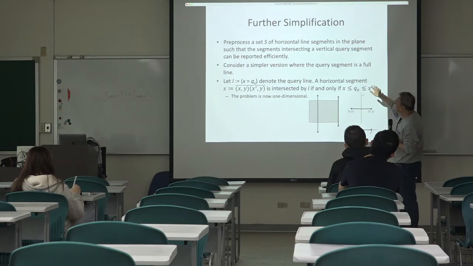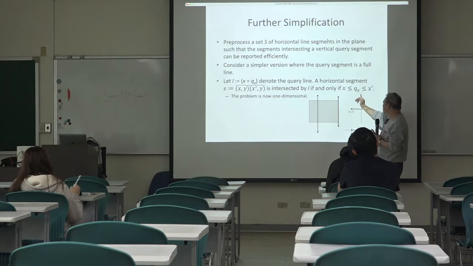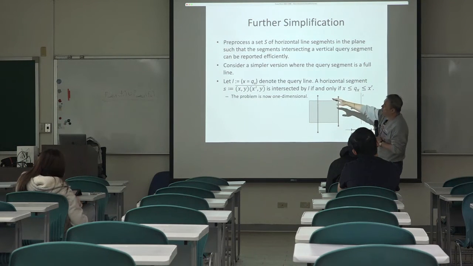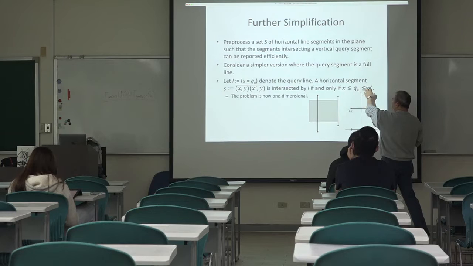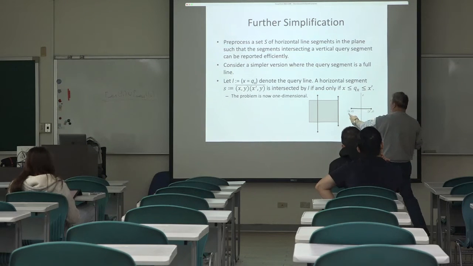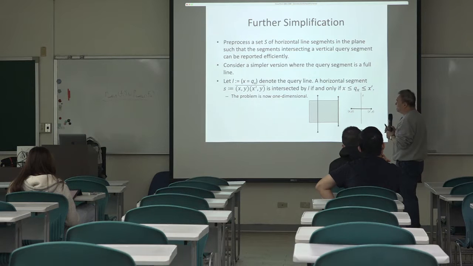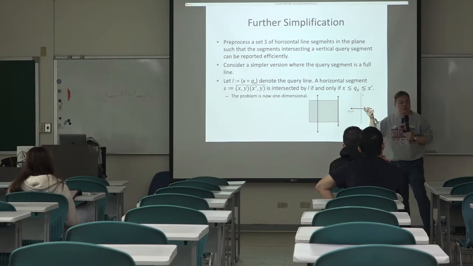Then we can see a simplified version where the query segment is a full line, like this. This is QX, and this is the query line L, X equal to QX. And a horizontal segment, like this, from (X, Y) to (X prime, Y). Because it's horizontal, Y stays the same, but the range goes from X to X prime. So it will be intersected by L if and only if QX is in between X and X prime. This should be very obvious.